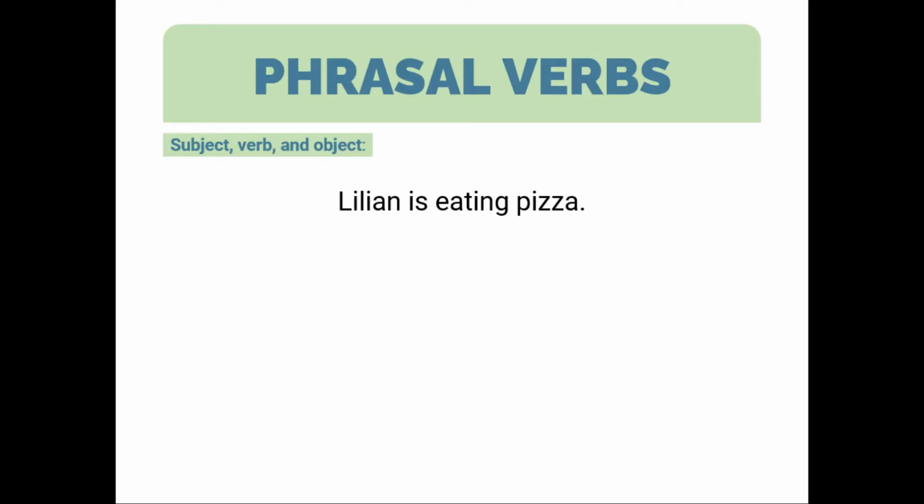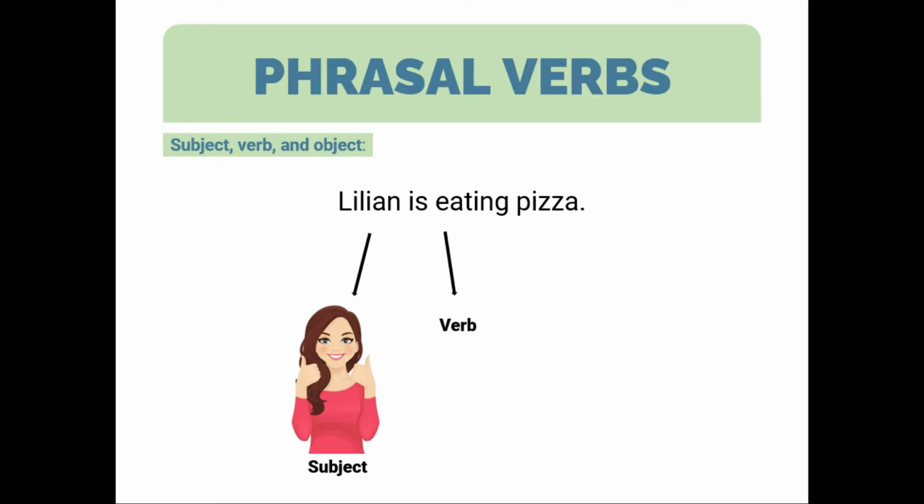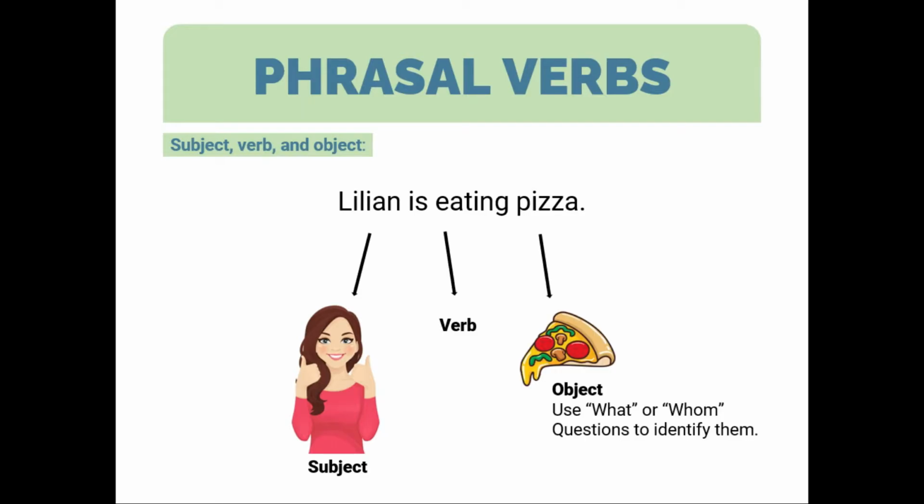As you know, Lillian is my subject. Now, what is Lillian doing? Well, she's eating pizza, so eating is my verb. Now, what is Lillian eating? She is eating pizza, so pizza is my object. Asking questions like this is an effective way of getting the subject, verb, and object of any given sentence. And this is going to come in handy in the subsequent part of the topic.